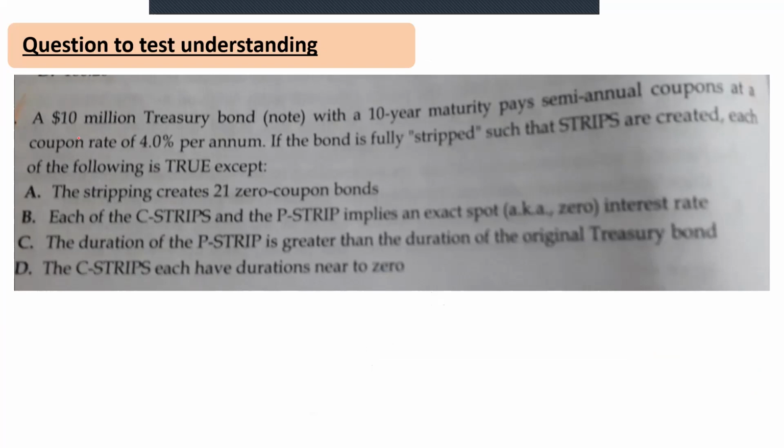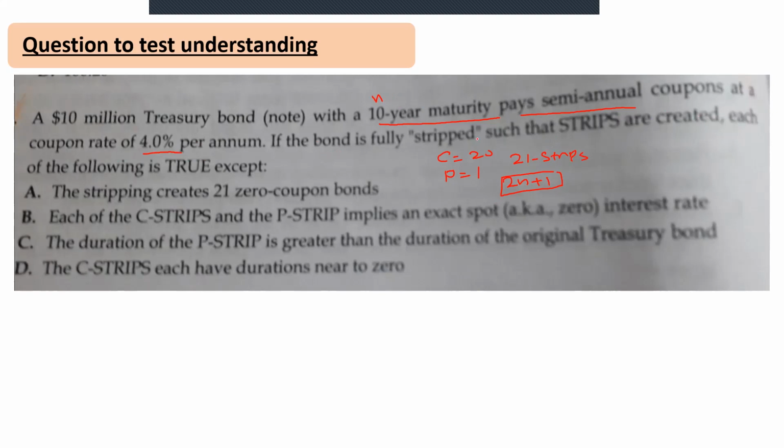A $10 million treasury note with a 10-year maturity pays a semi-annual coupon. So 10-year maturity and semi-annual. Given that it's a semi-annual coupon, there would be 20 coupon payments, and one would be the principal payment. So there would be overall 21 strips. In general, if there is a treasury and the maturity is n, you can remember the equation as 2n plus 1. There will be 2n plus 1 strips, at a coupon rate of 4%.